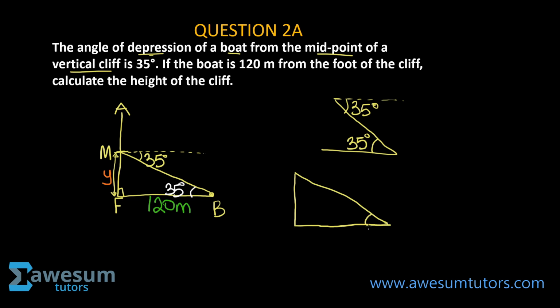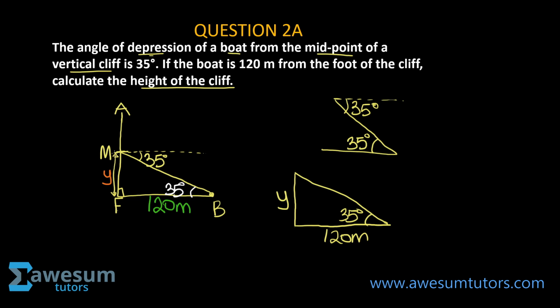Okay, this is the 35 degrees right here. This is the 120 meters, and this is the y. Now I need to find y first. If you take note, the question says calculate the height of the cliff. From A to F is the height of the cliff.